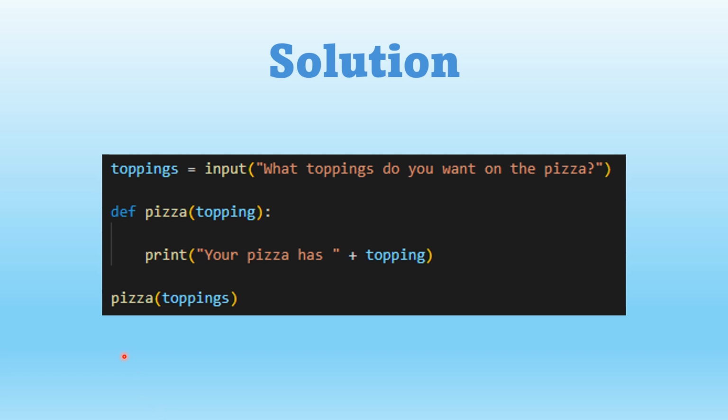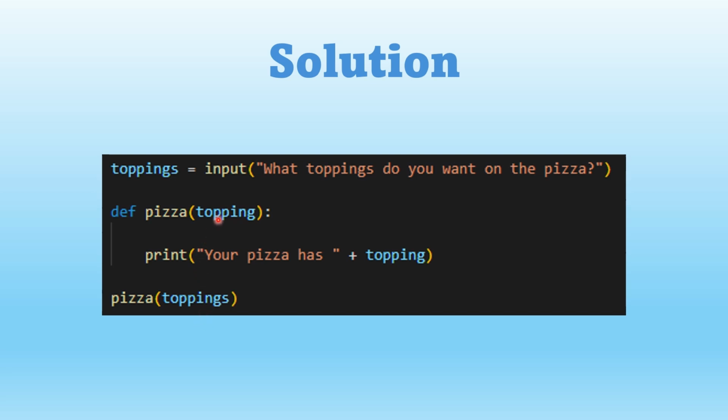Here is my solution. You have, of course, multiple solutions, but I made my variable toppings, put an input to it, and then my function. It has one parameter and prints "your pizza has" and then that parameter. Now this parameter needs to be linked to this input, and we're just doing it by putting this as our argument.